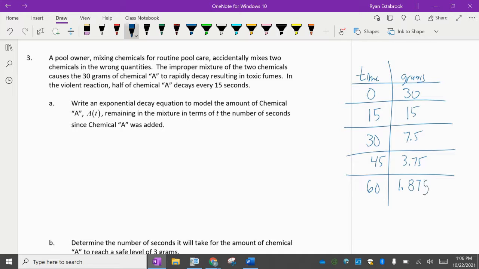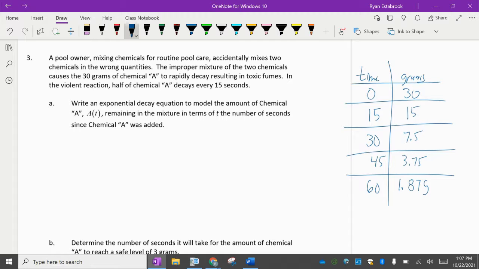Right, there we go. Okay, so this is what's happening with that chemical A and how it is decaying. If I want to know how much of the chemical is left after 60 seconds, I could do this a few times, and I know there's 1.875 grams left. Still a little bit, but not very much. If I want to know at 20 seconds how much is left, I know it's somewhere between 15 and 7.5 grams. I just don't know exactly how much.